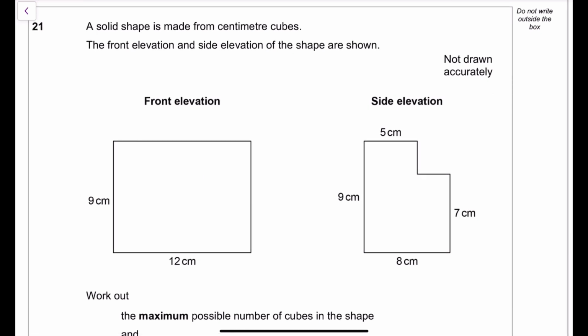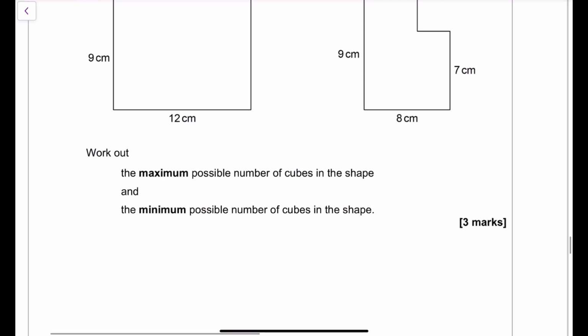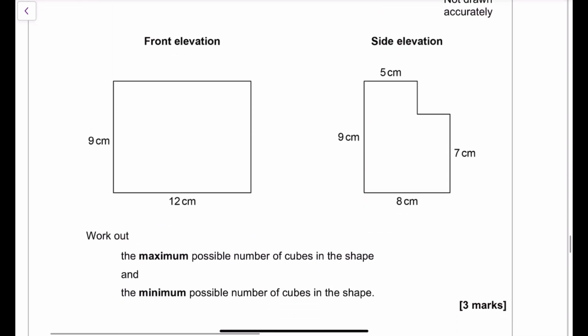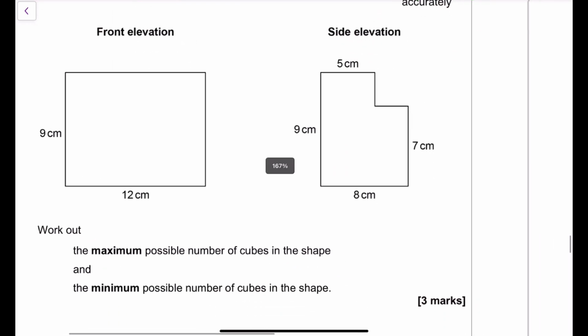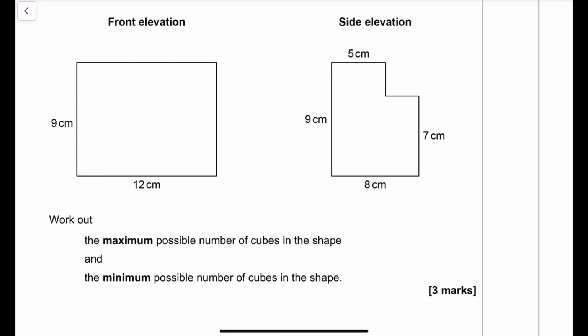Question 21 says a solid shape is made from centimeter cubes. The front elevation and side elevation of the shape are shown. It says work out the maximum possible number of cubes in the shape and the minimum possible number of cubes in the shape. I have no idea. Right, okay, your front elevation and your side elevation.